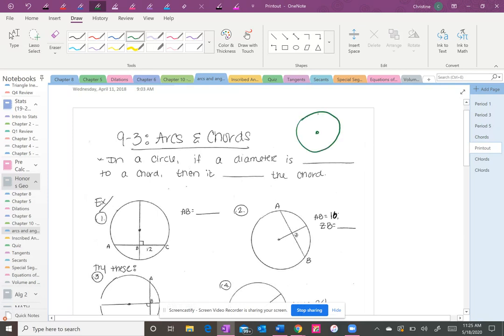If the diameter is perpendicular, remember perpendicular means it makes a right angle, to a chord. So now I'm going to draw a chord, and this chord can be anywhere, but it has to be perpendicular to this that's going up and down. So it could be here, it could be here, it can be anywhere, okay? But it has to be perpendicular. If that is true, then it bisects the chord.